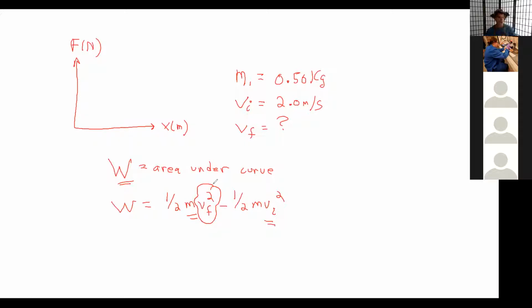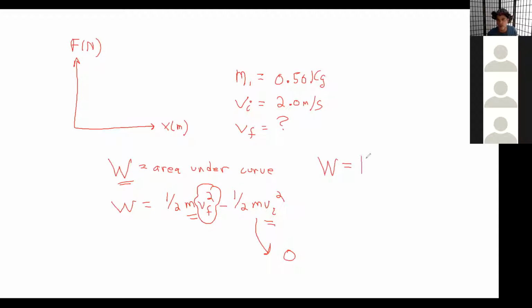Right. So if there was a similar problem where an object started from rest, this whole term here would be 0. But the general equation is always this: work equals my final kinetic energy minus my initial kinetic energy. It's just oftentimes something is starting from rest, so the initial kinetic energy is 0. But in this particular case, it wasn't, because the object started off at 2 meters per second, not from rest.